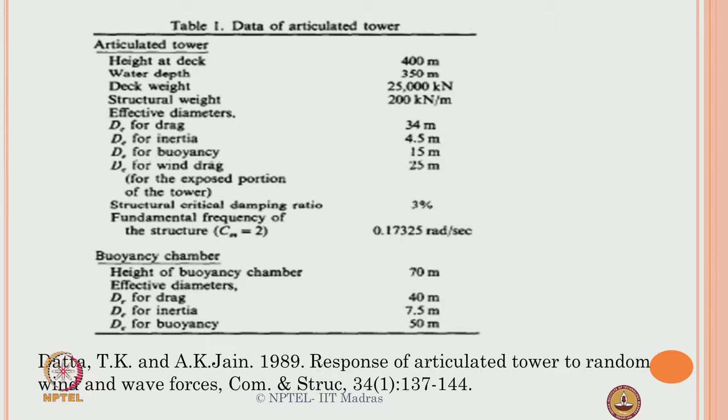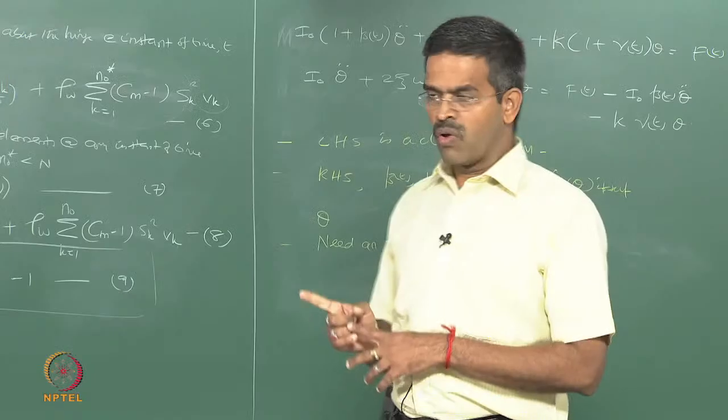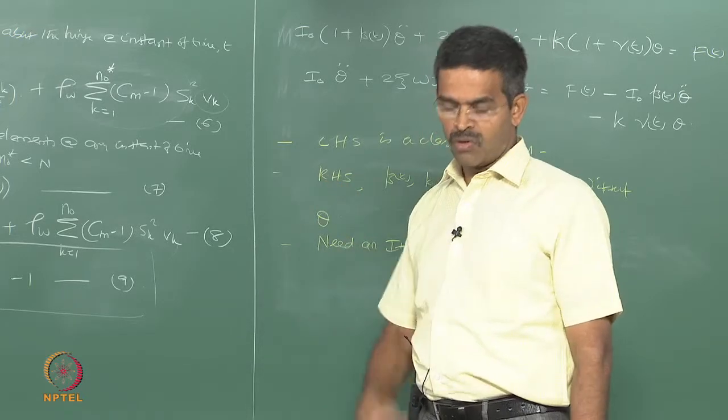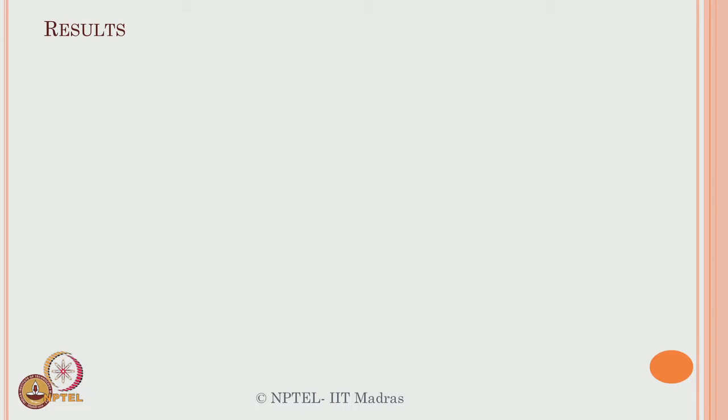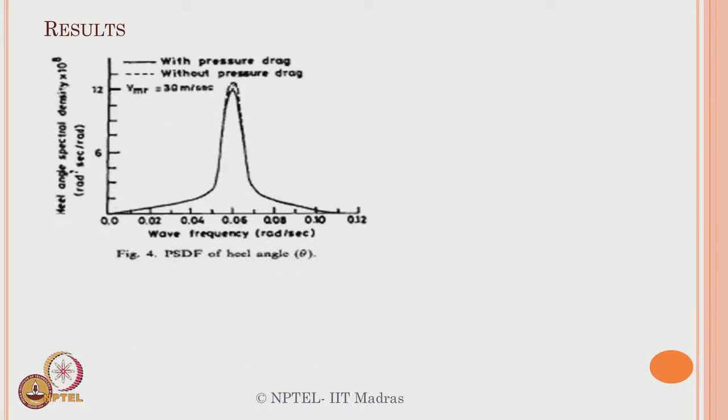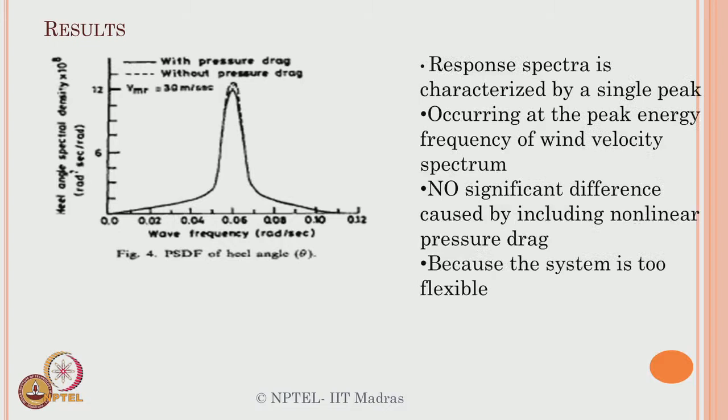So, I am now discussing the results directly from the research paper, which I am quoting at the bottom here. The procedure they have followed is what I will discuss later, but I will now show you the results directly, which are taken from the paper. So, the input spectrum is the power spectral density function, which has been used with and without the pressure drag, as shown on the left hand side.